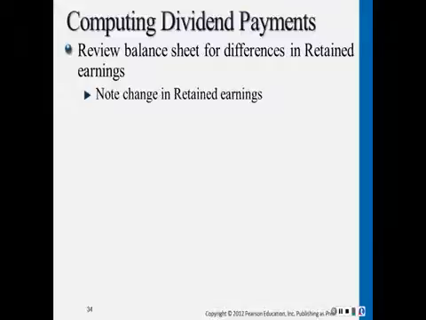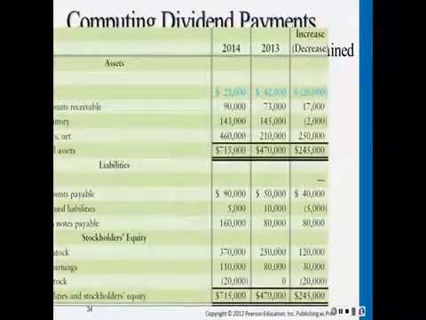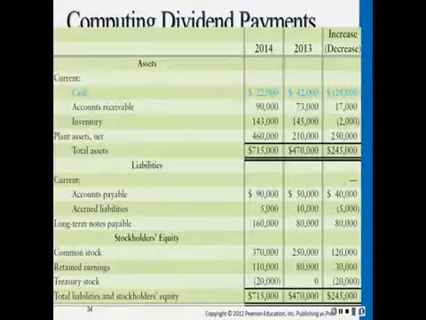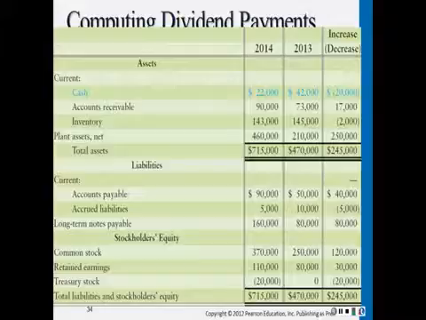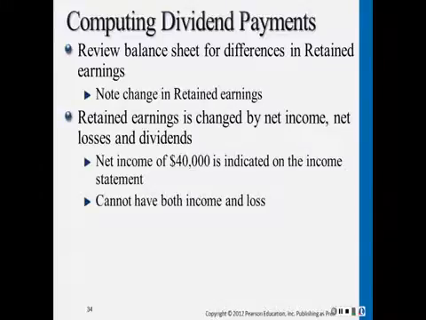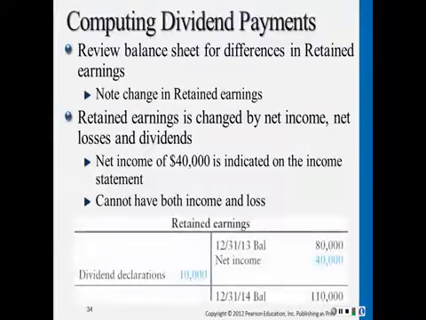The amount of dividends can be computed by analyzing the retained earnings account. Retained earnings increases when companies earn net income. Retained earnings decreases when companies have a net loss and when they declare dividends. We know that net income of $40,000 was earned from the income statement. A company can't have both net income and net loss for the same period. Therefore, the missing value must be the amount of the dividends declared.